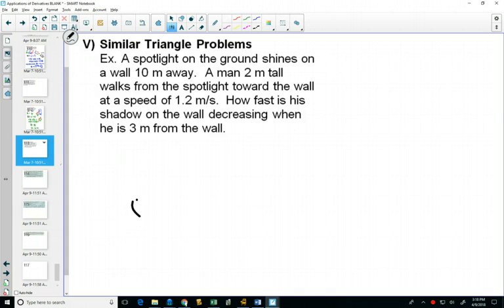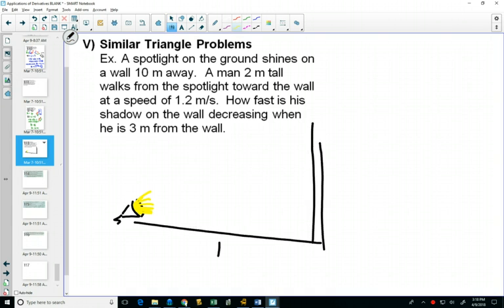Let's go. Here's my spotlight. Oh, we'll get some shiny. Oh, this is nice. You might have to bring some pencil crayons to class moving forward. So there's our spotlight. It's on the ground. It shines on a wall 10 meters away. So here we have our wall, and this is 10 meters away.